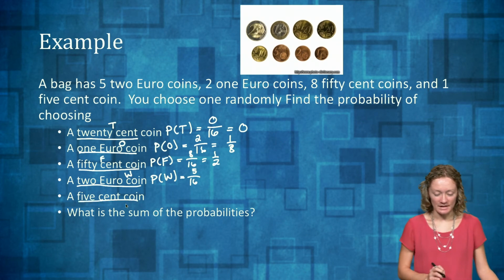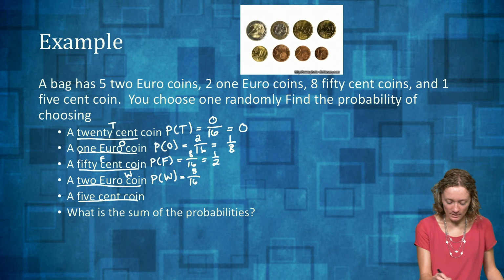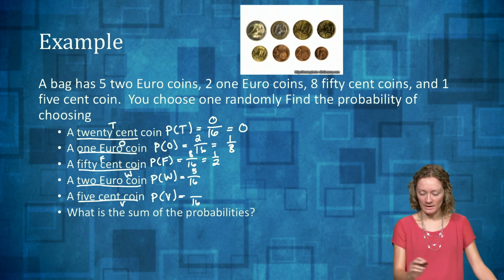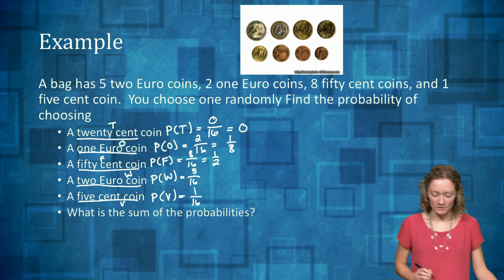And our last event is a 5-cent coin. We'll call this V. Probability of V. Out of the 16, how many are 5-cent coins? We have 1, so 1 out of 16.